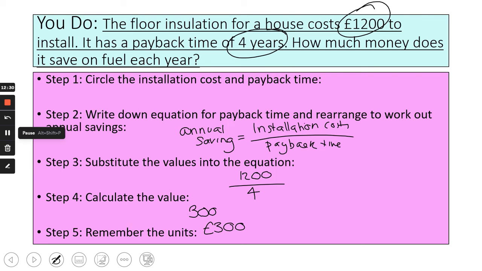So I've started by circling £1,200 and 4 years. And I've followed step 2 and rearranged the equation and then substituted my values. So 1,200 over 4. And you should have got £300 for your answer.